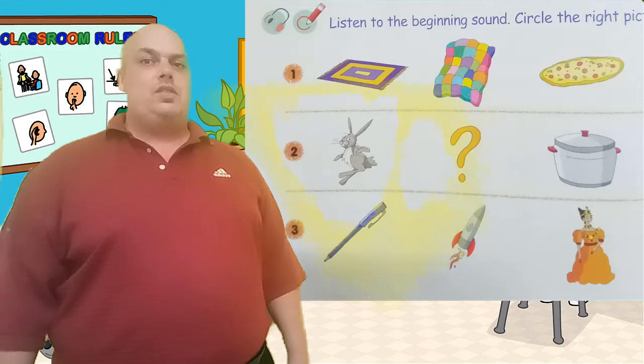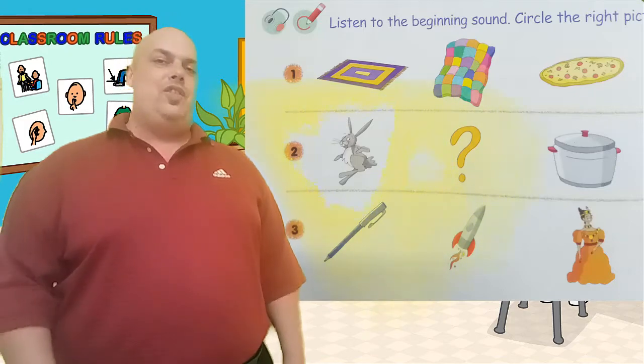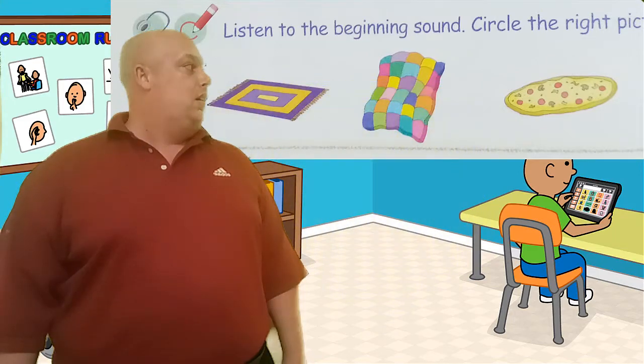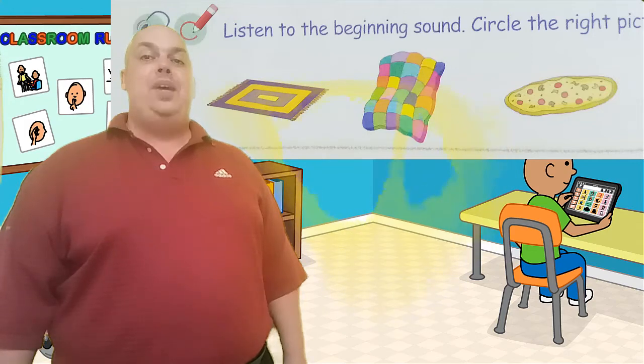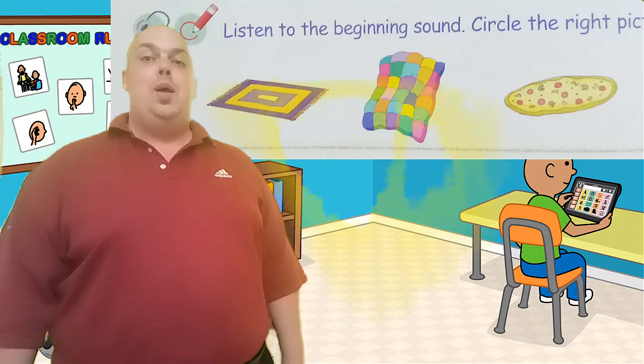Okay, so kind of tricky, but I'm going to help you with the first one. All right, so let's do the first one together. So over here we see a rug, we see a quilt, and we see a pizza. I want you to circle the picture of the word that starts with the P sound. P, P, P. Circle the word that starts with the P sound.